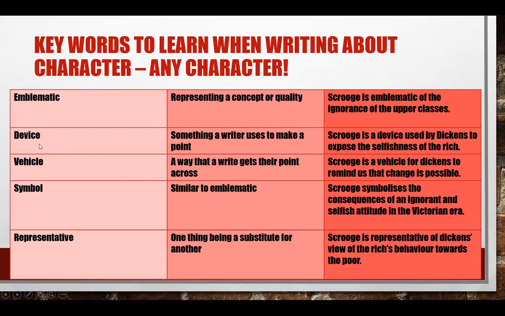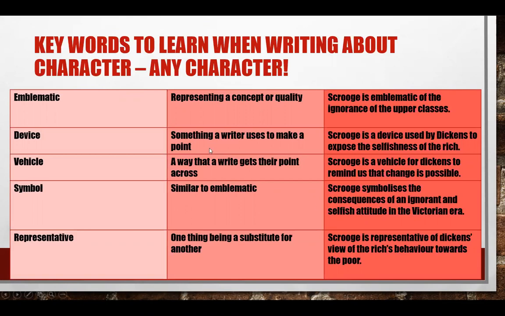The second one is device. Okay, and this is something a writer uses to make a point. You might have heard your teachers talking about things like language devices, like similes, metaphors. Well, characters are devices as well. They're methods employed by a writer to do something. So for example, Scrooge is a device used by Dickens to expose the selfishness of the rich. Essentially, Dickens has created the character of Scrooge to highlight to us the real life selfishness of the rich in the Victorian era. Even though Scrooge is not a real person, we see the real life selfishness of the rich through Scrooge.